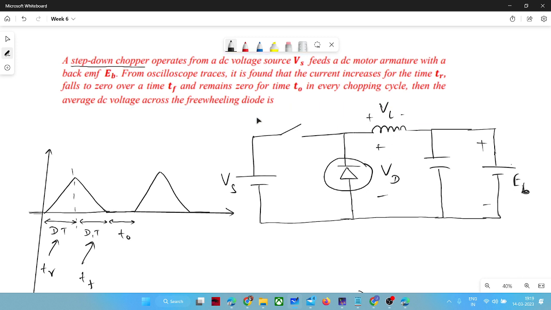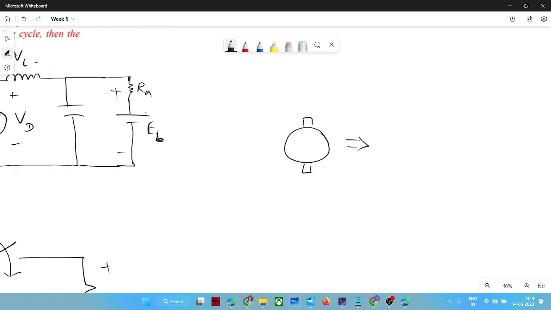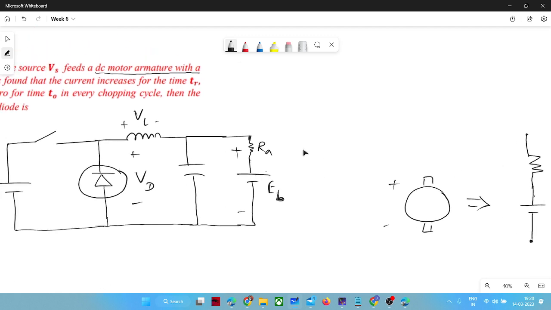From the first statement, a DC motor armature with a back EMF EB. Generally, a DC motor has certain series resistance. For more simplicity, we can put armature resistance in series. So from the motor point of view, particularly in a DC motor, we represent the armature in an equivalent circuit as a back EMF source and a series resistance. This is the way of representing any DC motor armature.